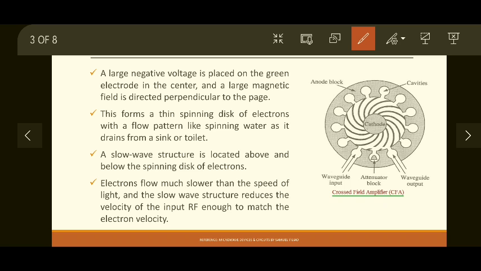Why are they slowed down? If the RF input has a velocity greater than the electron velocity, we will not be able to make them interact with each other. So that's why the slow wave structure is used to slow down the RF input enough to match the velocity of the electron. The velocity of the electron is already slower than the speed of light, and microwave inputs have a speed much greater than the electron velocity. So it is necessary to slow down the velocity of the RF input.